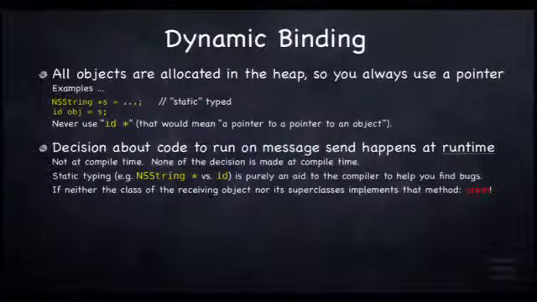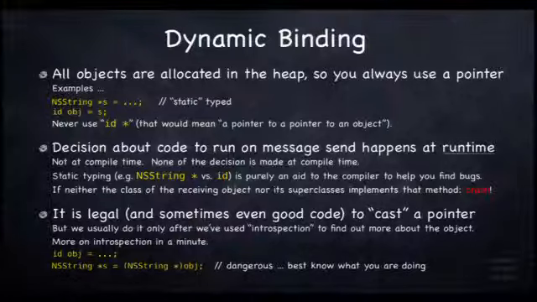Obviously, if neither the class of the receiving object when you send a message nor any of its superclasses implements that method, your program will crash. It will raise an exception. And if that exception is not caught, which it isn't by default, your program will crash. So you've got to be careful, and that's why we use static typing as much as possible, so that the compiler can help us as much as possible to not have this situation where our program is crashing.